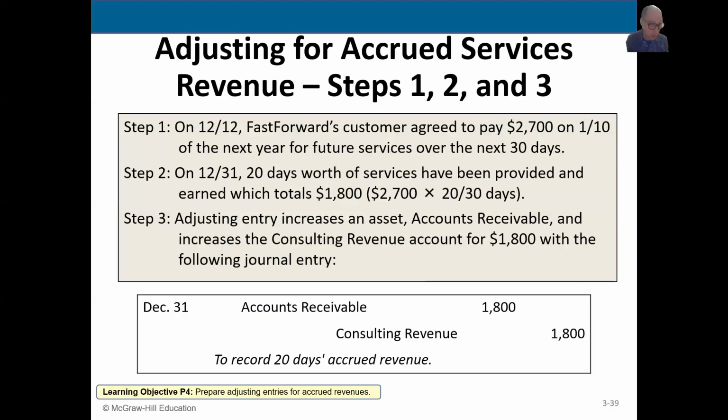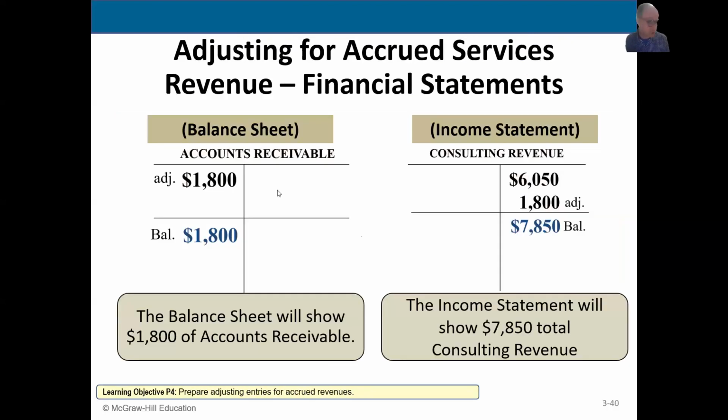So we make an adjusting entry. We debit accounts receivable, $1,800. Why accounts receivable? Because the customer hasn't paid us yet. And we credit revenue, $1,800, to record the 20 days of earned revenue. Let's look on the balance sheet. Accounts receivable went up by $1,800. On the income statement, revenue went up by $1,800 for the month of December.